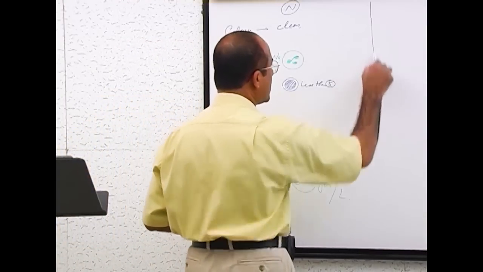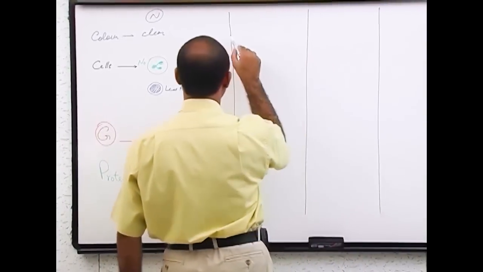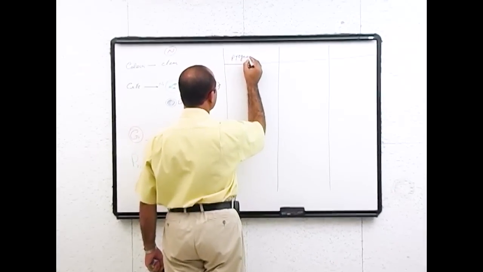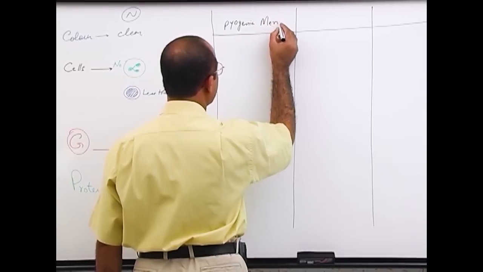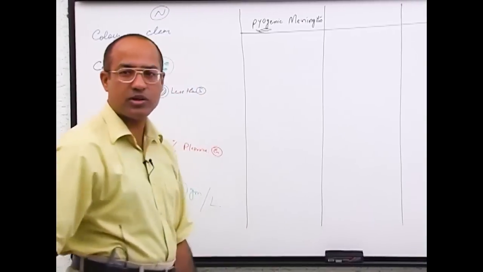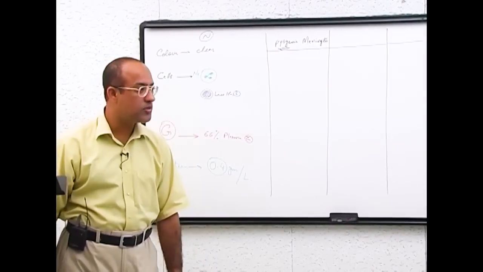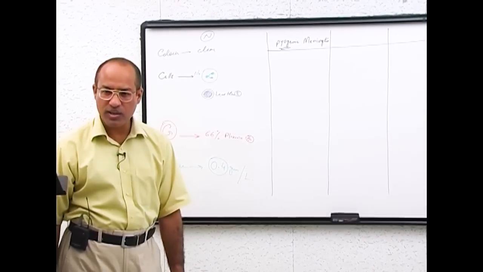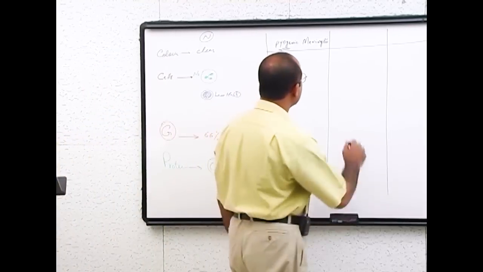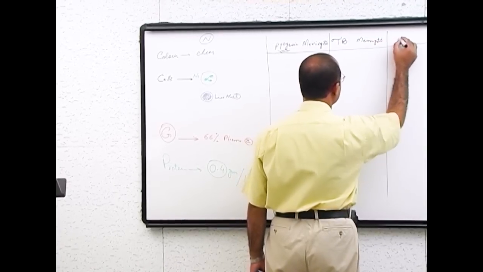Now we compare the changes in CSF in three types of infections. Especially pyogenic, bacterial meningitis. What is meant by pyogenic? Pus forming. Pyogenic meningitis may be due to meningococcus, or E. coli, or streptococcus, staphylococcus. These are bacteria which produce pus. Second, I can talk about tuberculous meningitis. And third is viral meningitis.